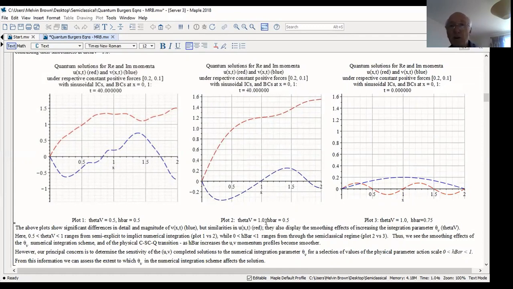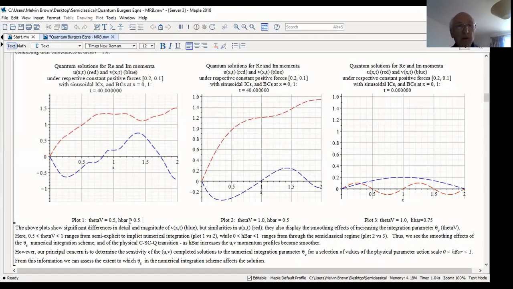How do you strike that balance? And then plot 3 and plot 2 are comparing what happens when you've got the same integration algorithm. Here theta v is 1, but we change h bar. We're at different points in the semi-classical domain, h bar 0.5 and h bar 0.75.